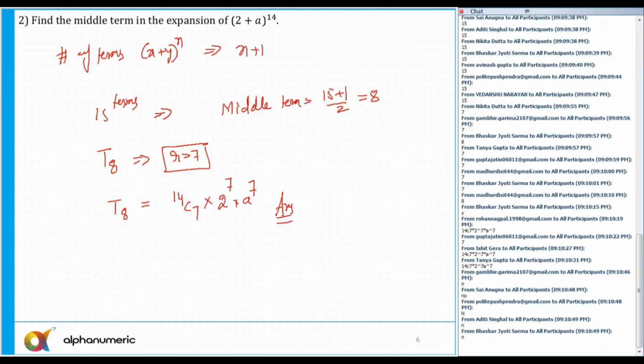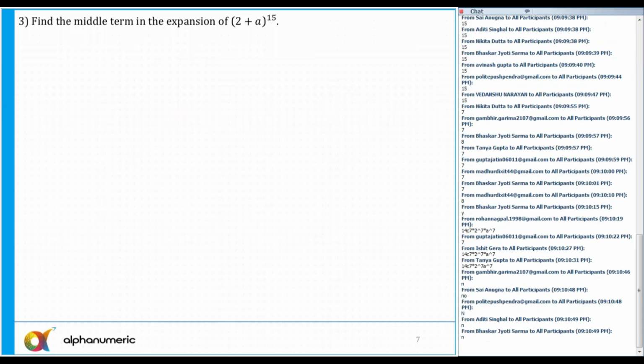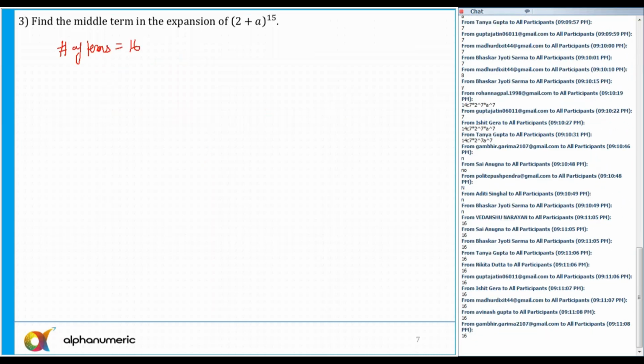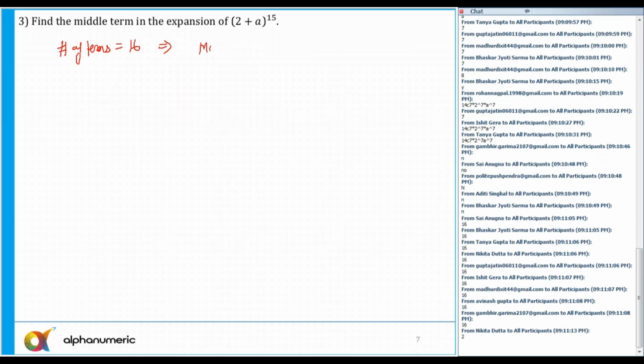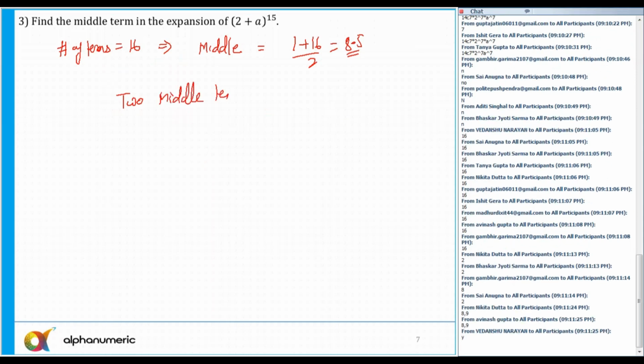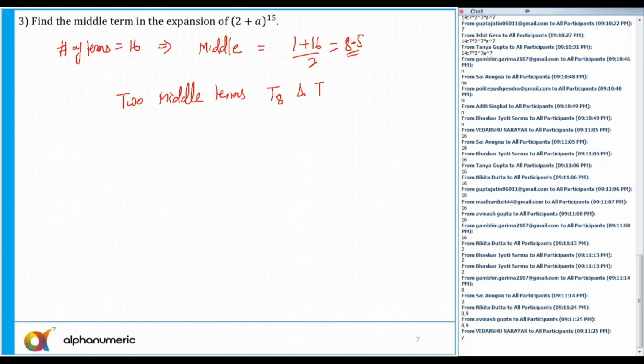All right. Find the middle term in the expansion of 2 plus a raised to power 15. What is the total number of terms here? Please tell me. That is 16. So if the number of terms is 16, how many middle terms are there? There will be two terms which will be in the middle. Yes or no? Middle will be equal to 1 plus 16 by 2. I am getting 8.5. So there are two middle terms, isn't it? And what are the two middle terms? That is T8 and T9.